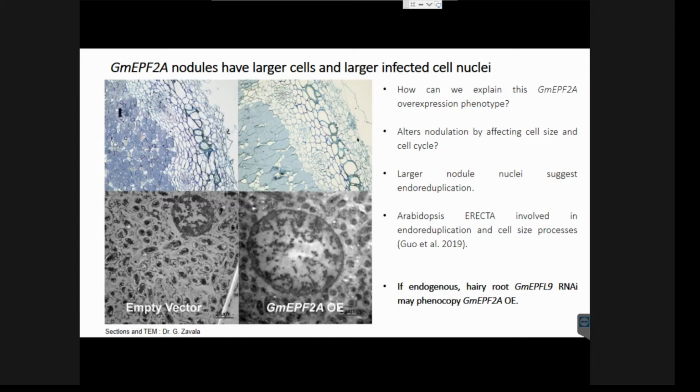So how can we explain this phenotype? You have potentially fewer but larger nodules. And these nodules have got larger infected cells with larger nuclei.